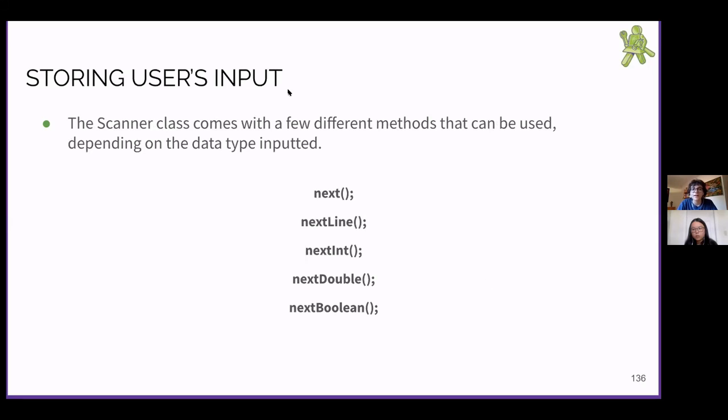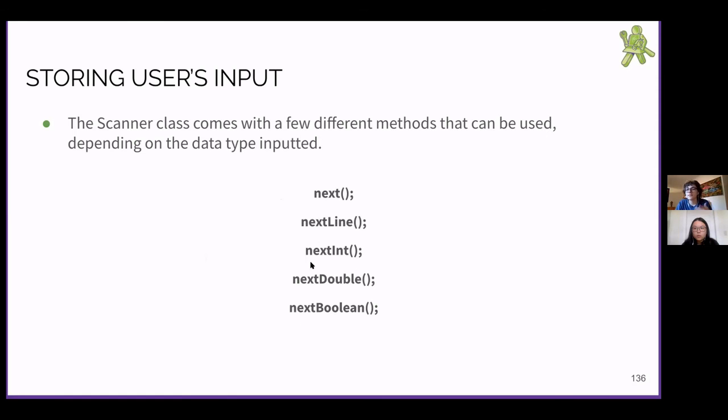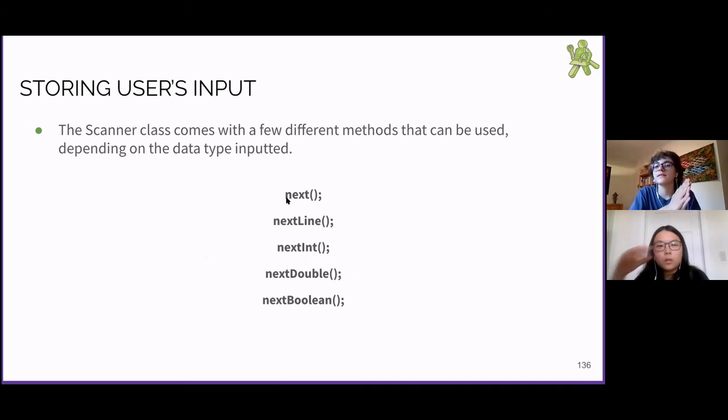So there are a lot of methods in the scanner class for storing this. You can store the next integer that the user types. Oh yeah, API stands for application programming interface. All of these methods are documented in the API, and they explain them in plain English. They'll say next is when you just want to take whatever the user writes next. Next line is when you want to take whatever is after an indent that the user writes. So these are pretty self-explanatory.